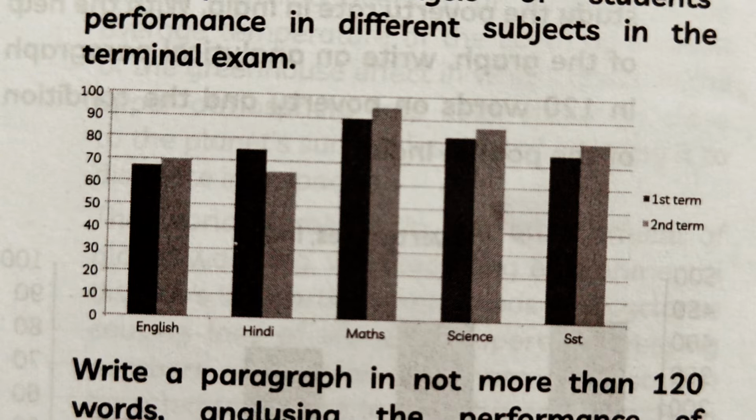Remember this. On the X axis, you will find the time. Suppose it is given of the year 2021, then you have to write like this. What? The students' performance in different subjects in terminal examination. Inside you see there is first terminal, second terminal exam. That one you have to write. In different subjects such as English, Hindi, maths, science, social science, etc. Whatever is given below the bar, you have to write.